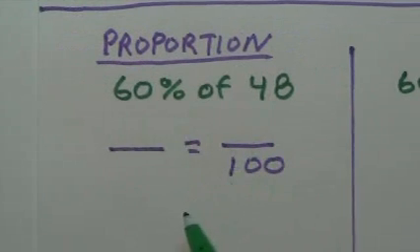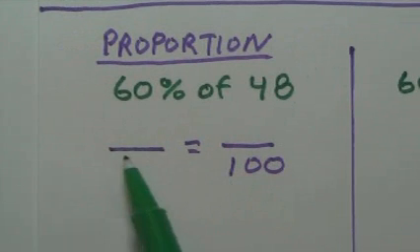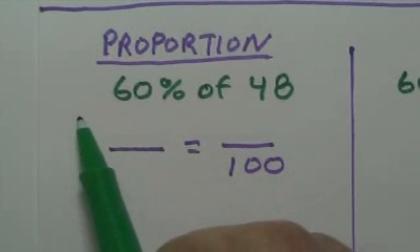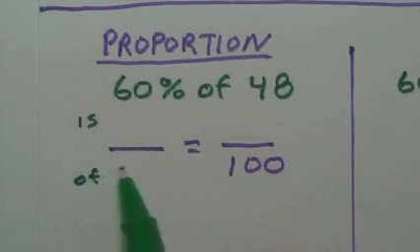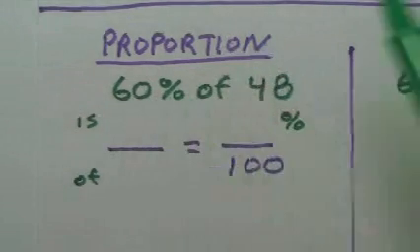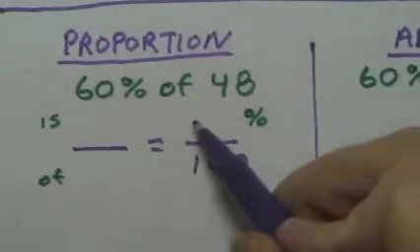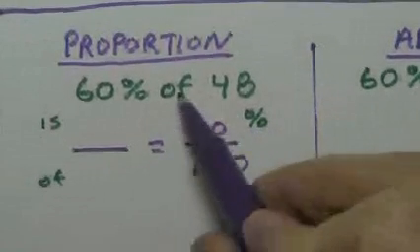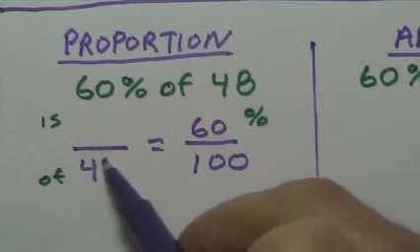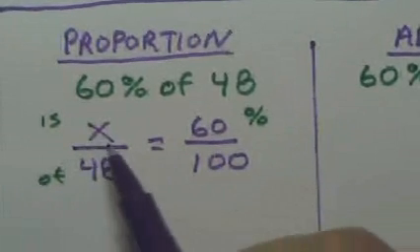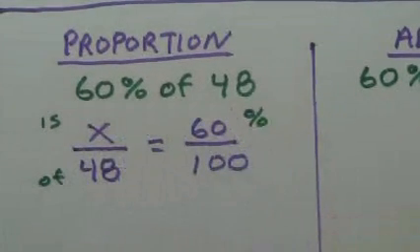Let's first work with the proportion. Remember we have our proportion, a bar equals bar over 100. And remember up here in the corner, this is your is, this is your of, this is the percent, and of course you have 100. We just plug in the correct numbers. 60% is 60, the percent number goes right there. Of 48, well the 48 goes where the of number goes, down here. So what are we missing? This. We want to know is. What is 60% of 48?